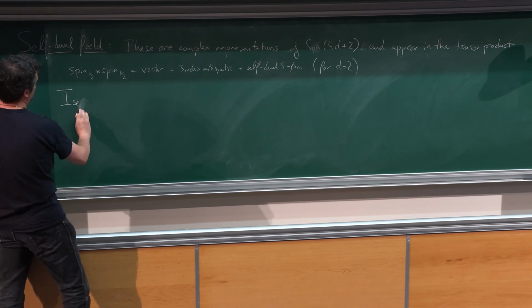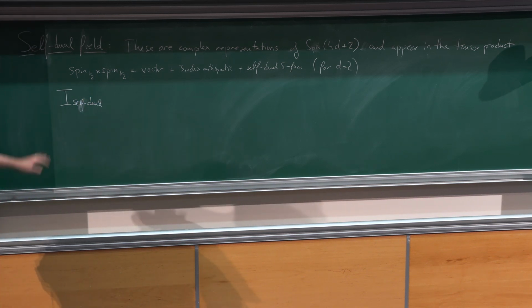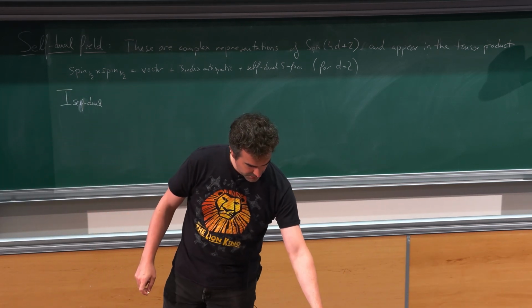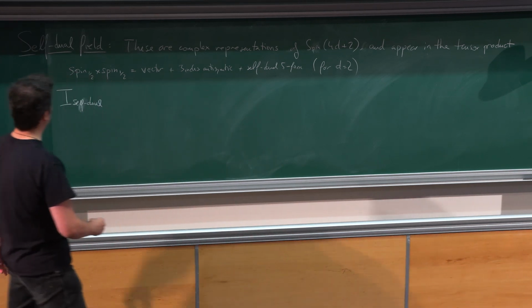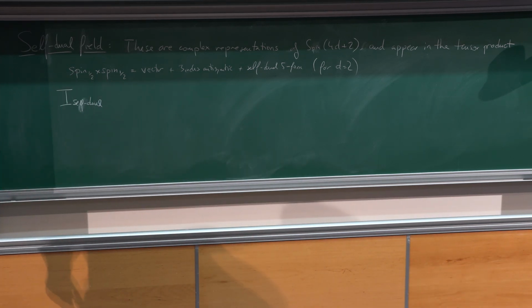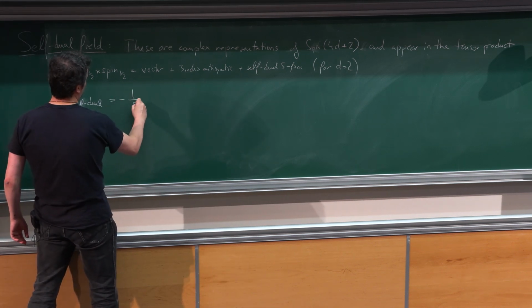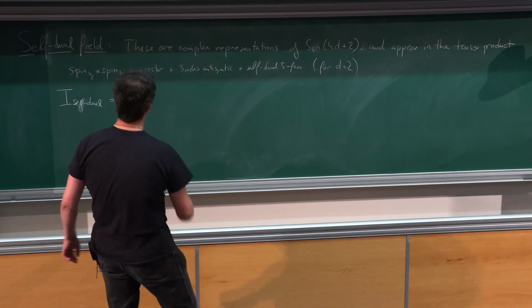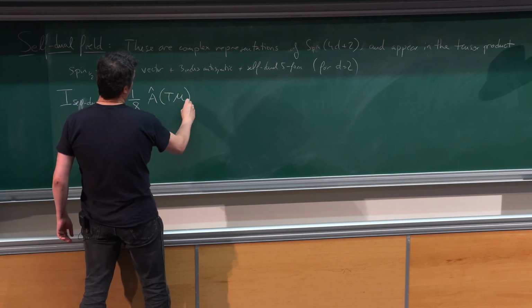So I'm just going to write the answer here. Hopefully this is enough motivation. But there are a couple of factors I cannot justify without going through a long calculation, or at least I don't know an intuitive way of doing that. So I'll give you a couple of references where you can verify those. So this is -1/8 A roof of trace of M.